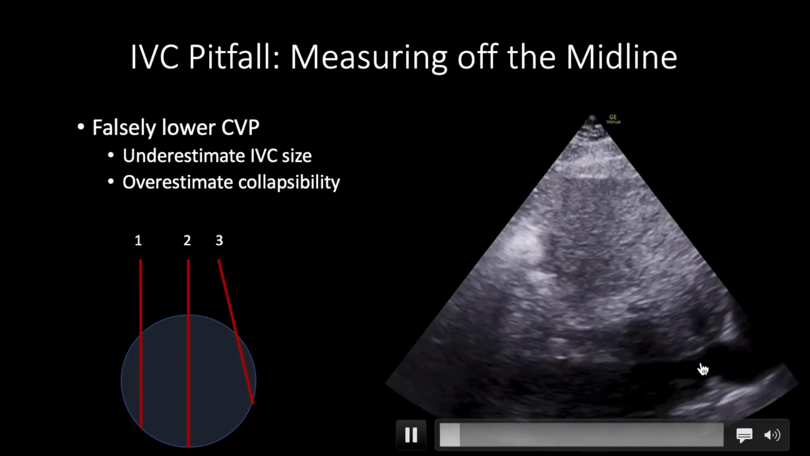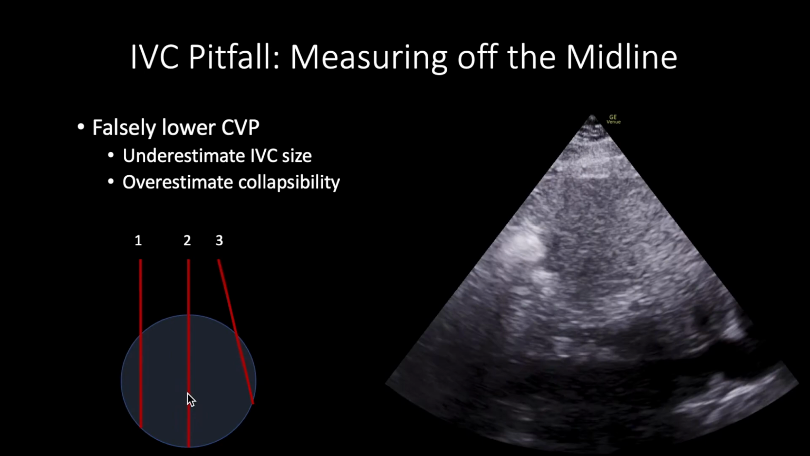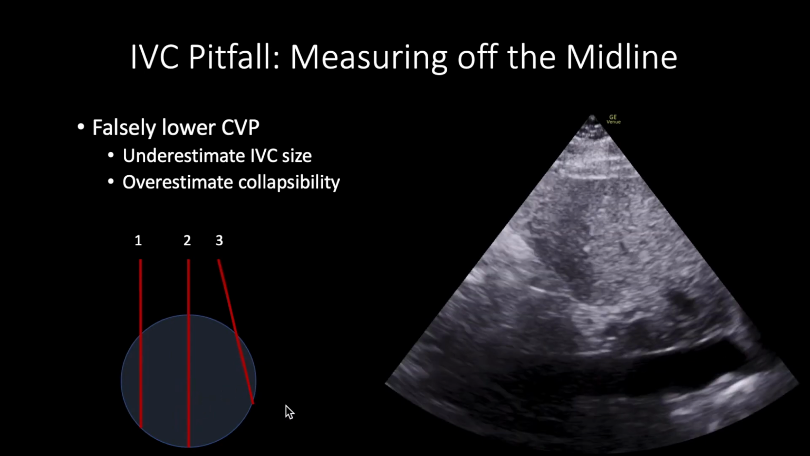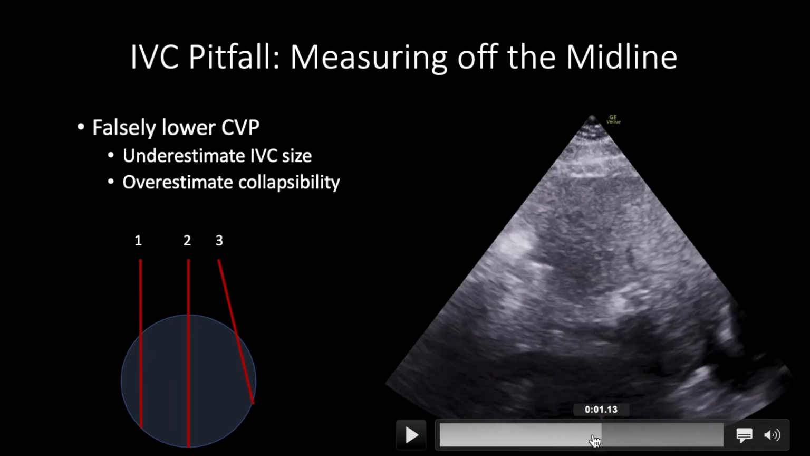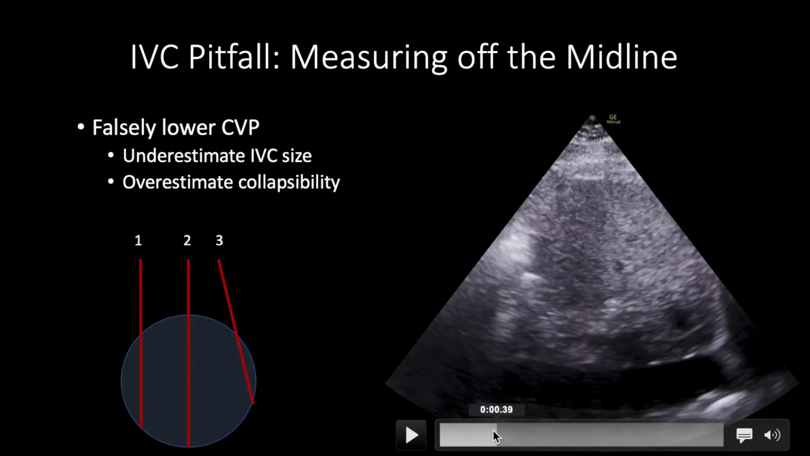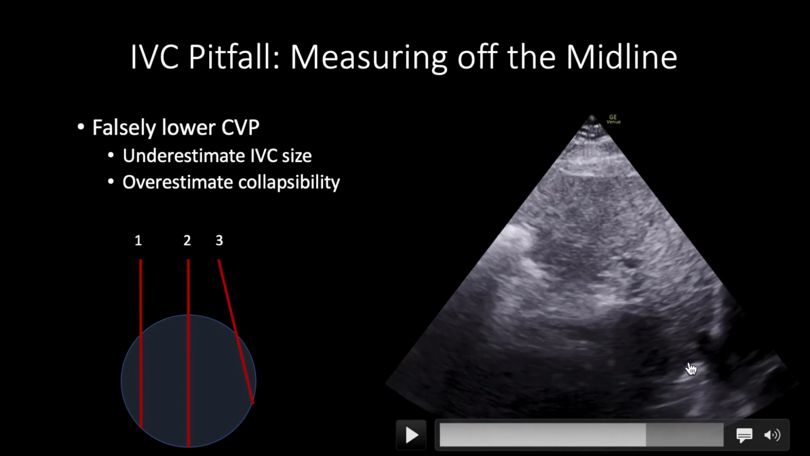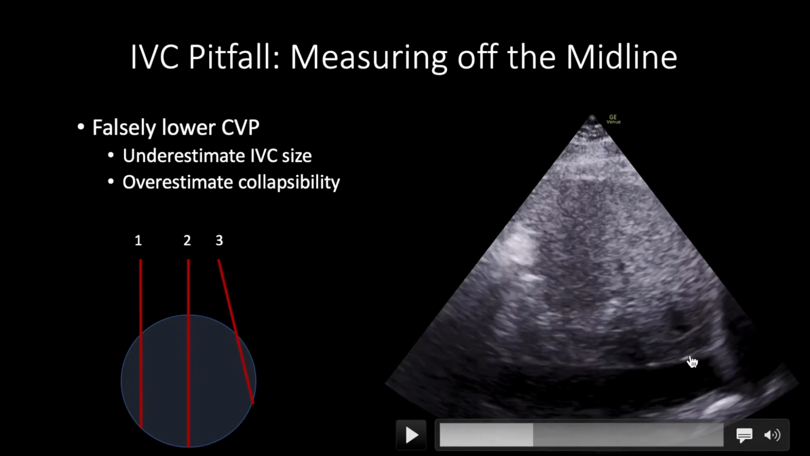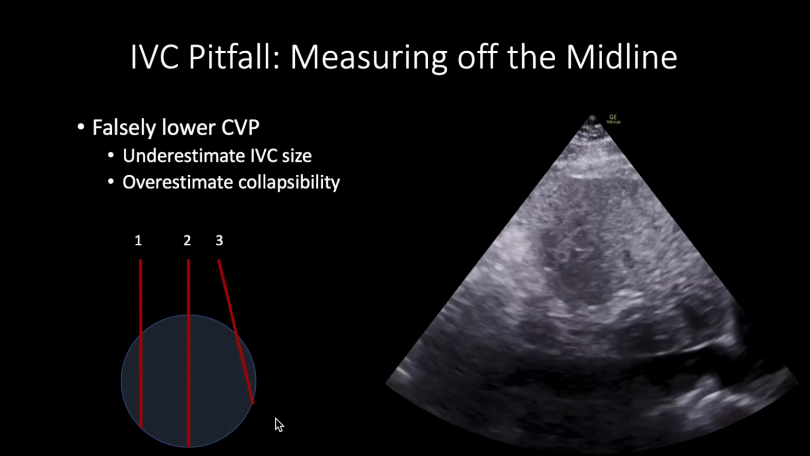Here's an example of that. You may think this IVC is very collapsible, but instead they're just fanning the beam from the middle off to the side. There's a couple ways to tell that. This bright white wall of the IVC should be present throughout the entire cycle. So this thin white wall should be present throughout the entire cycle of the IVC collapse. But as it quote unquote collapses, you lose that bright white wall, and instead you're fanning into the liver itself. The bright white wall disappears and you see liver tissue. And so this is an example of fanning off the midline and not true collapsibility.